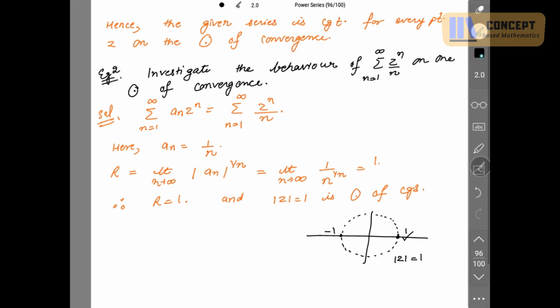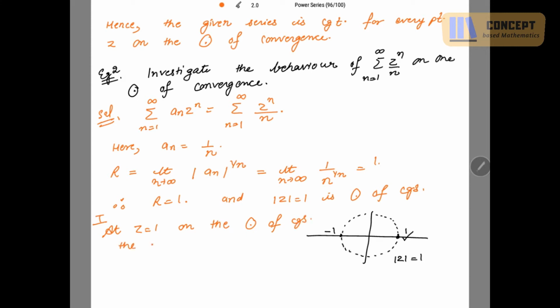So from the diagram, I get the point that this is your first thing, z equal to 1, on the circle of convergence. On the circle of convergence, the given series becomes summation 1 over n, which is divergent.